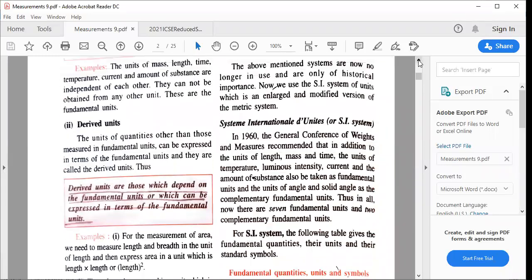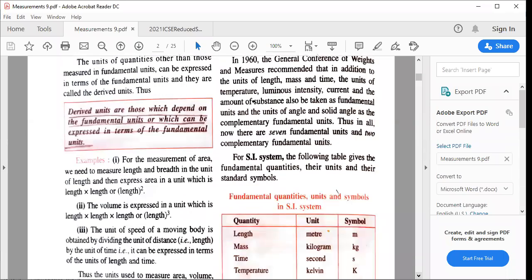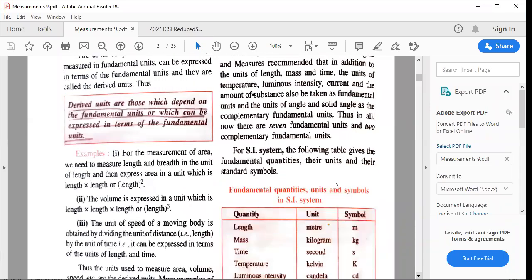So what are derived units? The unit of a quantity other than those measured in fundamental units. You can write this definition directly. Derived units are those which are dependent on fundamental units, or which can be expressed in terms of fundamental units. For example, we have area. What is area? Length into length, or length into breadth. If it is a square, then length into length. If it is a rectangle, length into breadth. But length and breadth are both measured in meters, so it doesn't matter. What about volume?